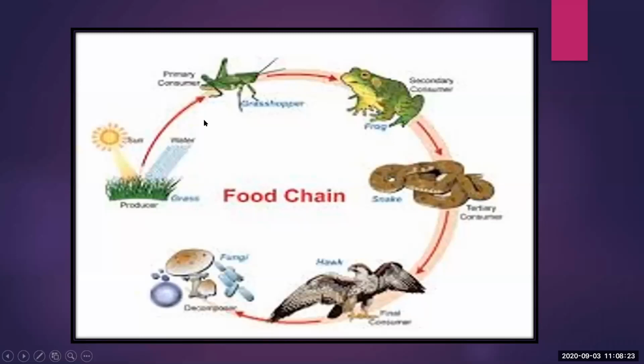Then this plant is eaten up by the grasshopper. Then the grasshopper is eaten up by the frog. Then it will be eaten up by the snake. The snake is eaten up by the eagle, and their dead bodies are decomposed by the saprophytes, fungi. So there is a food chain. They are all interlocked and interconnected with each other.